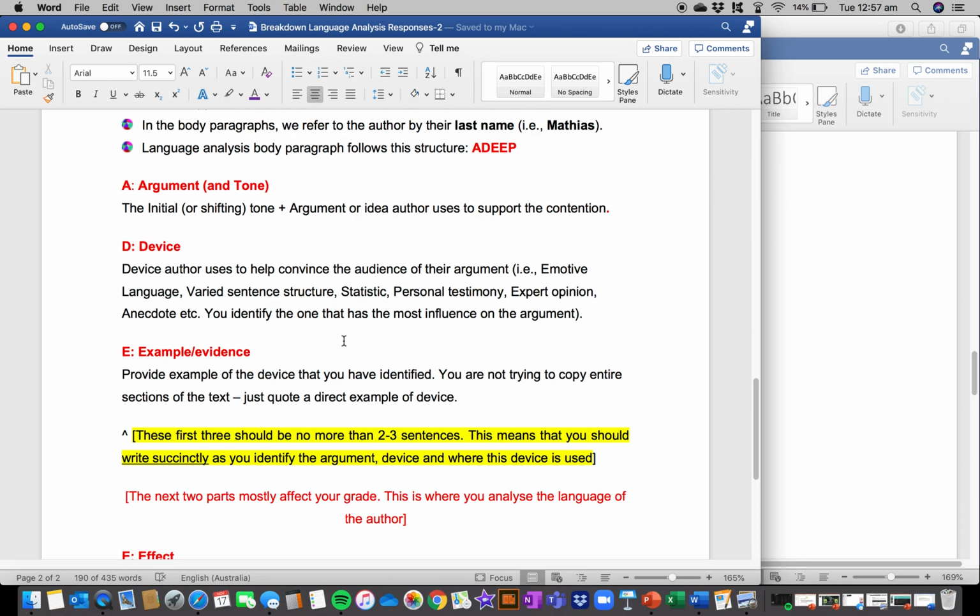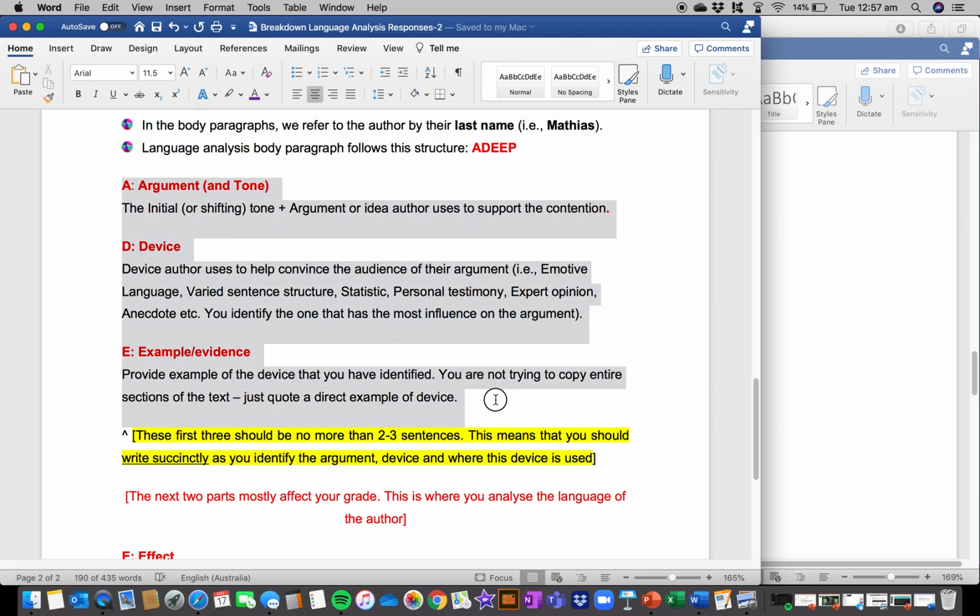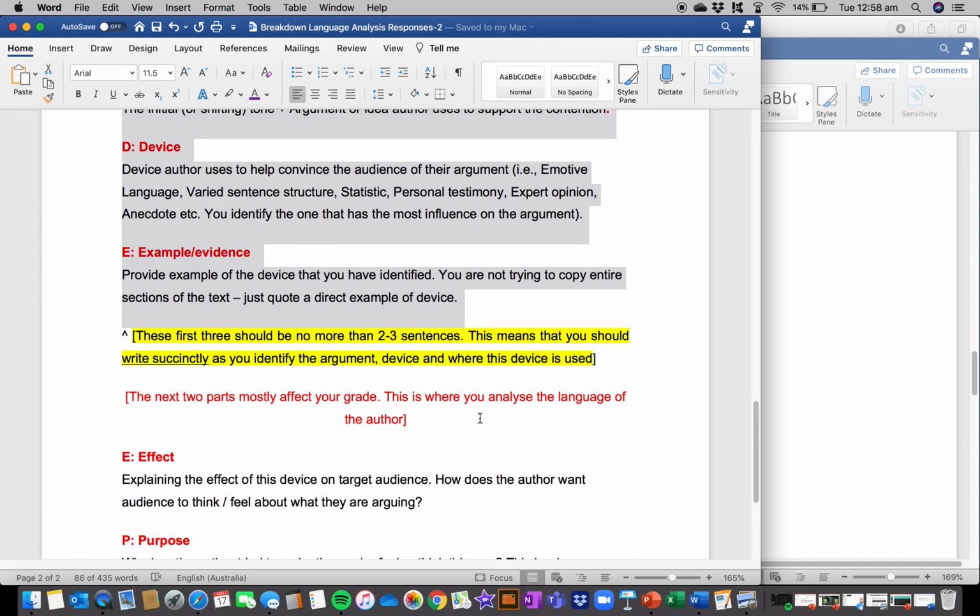Now, making a mention here that these first 3 sections really should be covered in no more than 2 to 3 sentences. So when you talk about the example, you're not actually saying if it's effective, okay? It's more just like saying, here it is. So you're just giving us that information. Because you're going to be saying that in 2 to 3 sentences, write succinctly as you identify the argument, device, and where it is being used, which is the example.